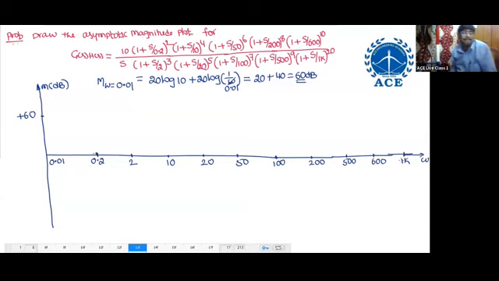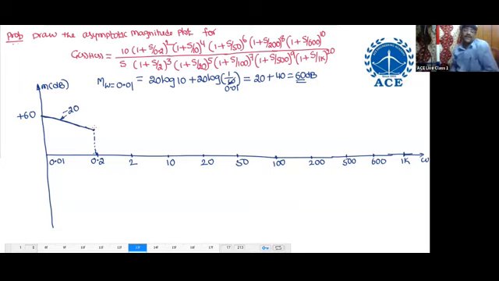Now come on, draw it. At 0.01, where does it start? What is the magnitude? 60. Then what is the initial slope? Minus 20, one pole at origin. So draw a minus 20 line up to 0.2.